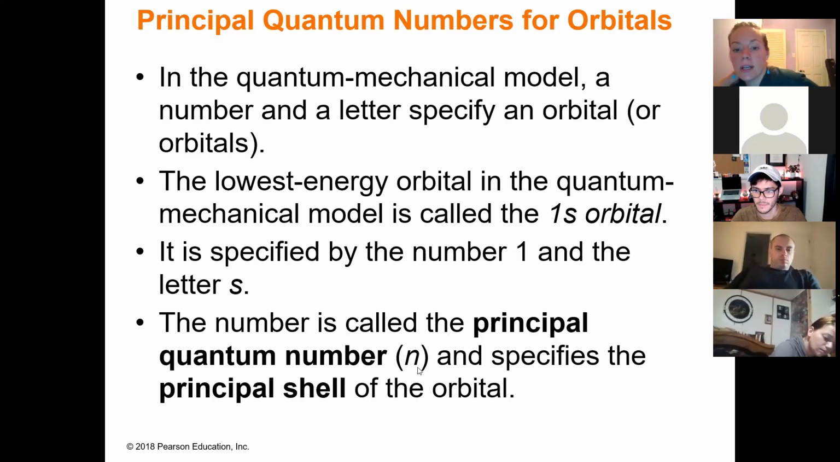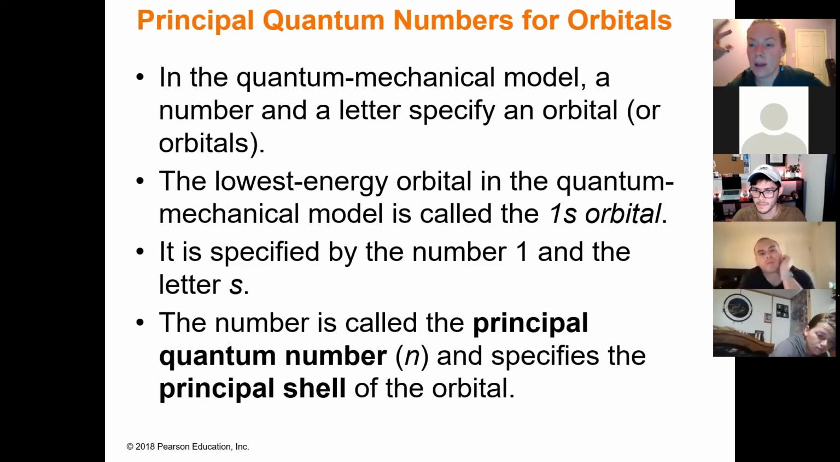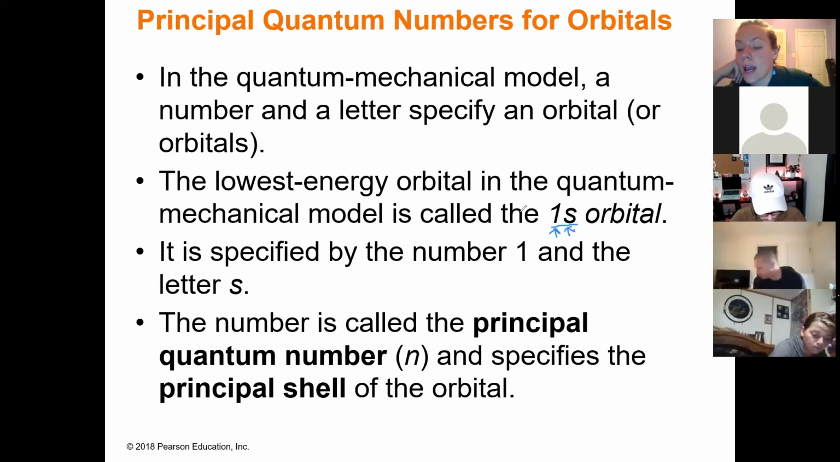But in addition, we have a letter. And the letter specifies the subshell of the orbital, or it explains the shape of the orbital. So now we're not just circular paths. We have different shapes depending on what letter we get. So the first orbital that's out there is the 1s, 1 being the lowest energy and s being its shape. The shape of the s is a sphere. And we'll go through all the different shapes that we have.